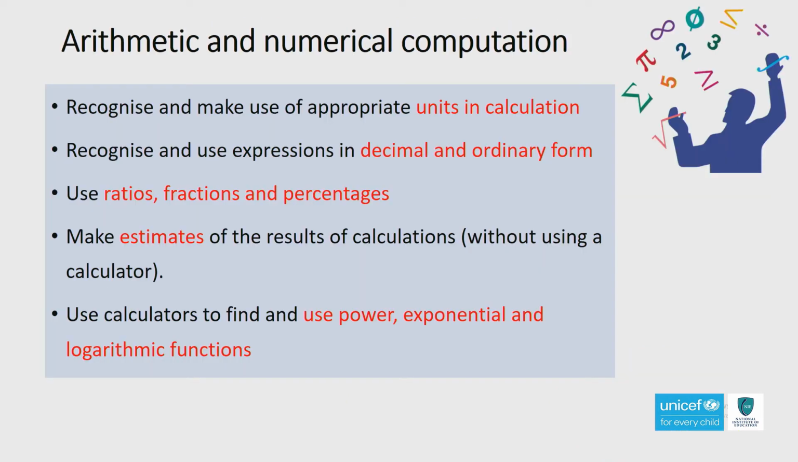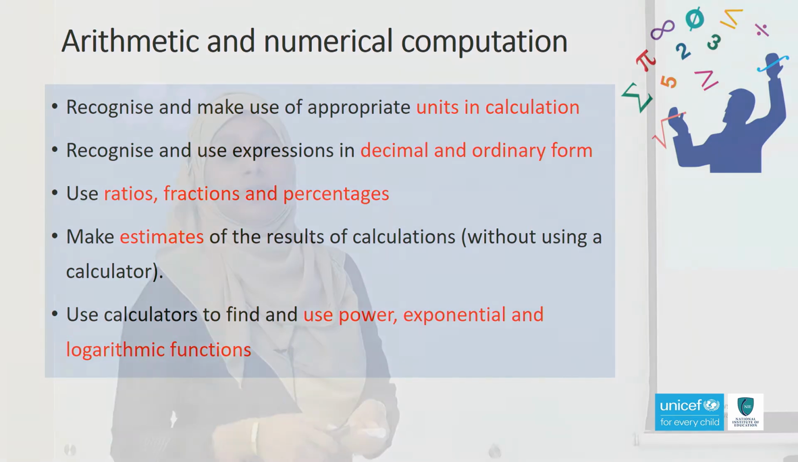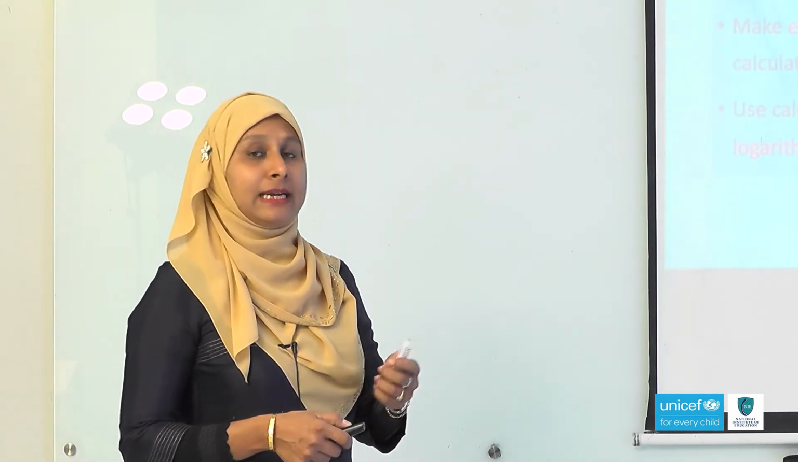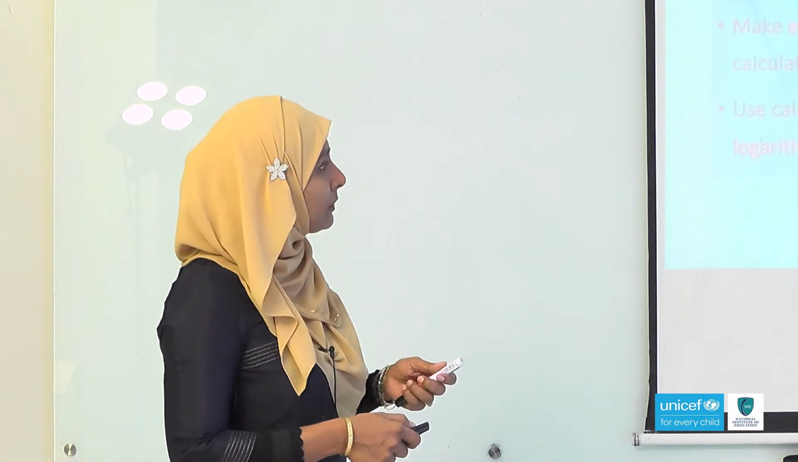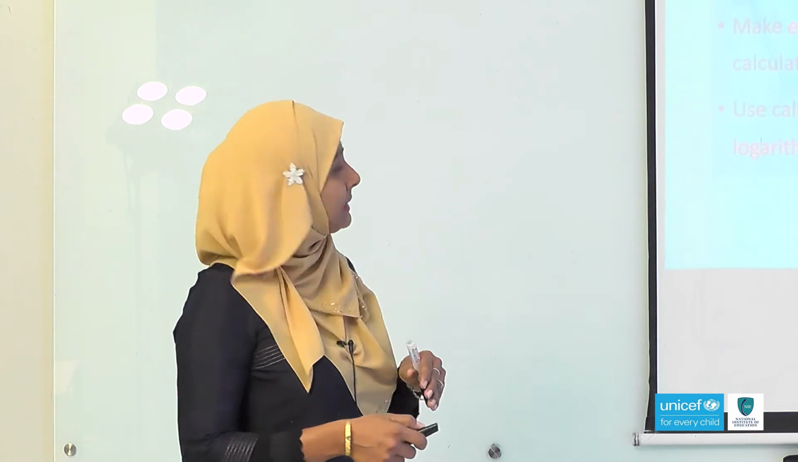Under arithmetic computations, you need to be familiar with the appropriate units in calculation, decimals and ordinary form, be able to use ratios, fractions and percentages, and make estimates of results of calculation. In this part, you will be familiar with the ionization energies that you have studied. In some questions, you will be required to give values without doing any calculations or approximations.